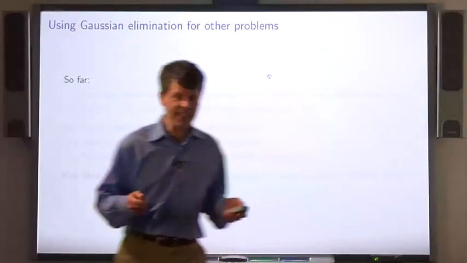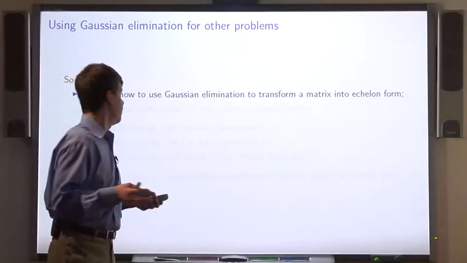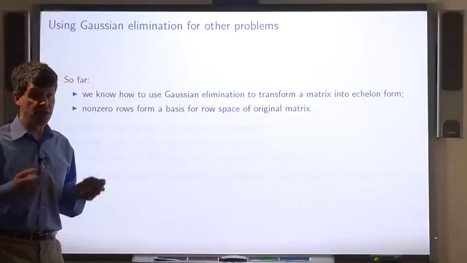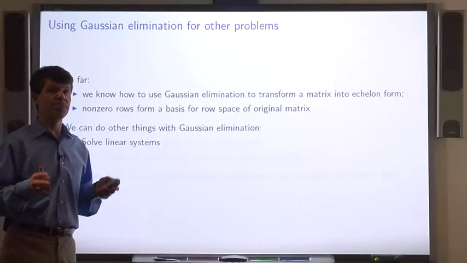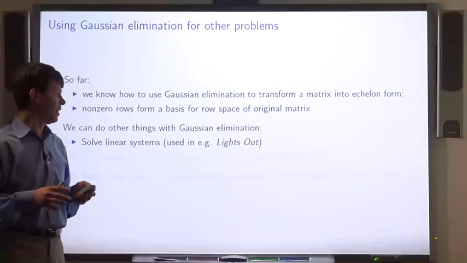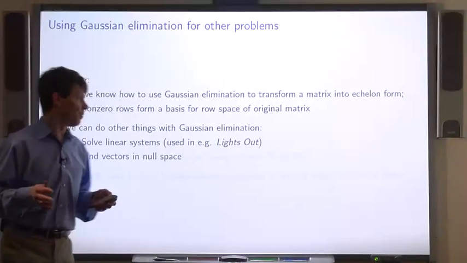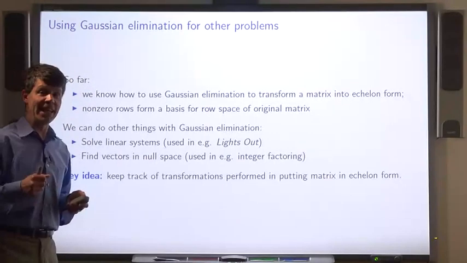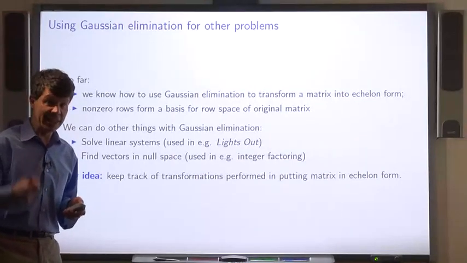So far, we've seen how to use Gaussian elimination to transform a matrix into one in echelon form. And we know that the non-zero rows form a basis for the row space of the original matrix. But there are other things we can do with Gaussian elimination as well. We can use it to solve linear systems, and you'll see that can be useful, for example, in Lights Out. We can also use it to find vectors in the null space of a matrix, and that can be useful, for example, in integer factoring. The key idea is to keep track of the transformations that the algorithm performs in putting the matrix into echelon form.